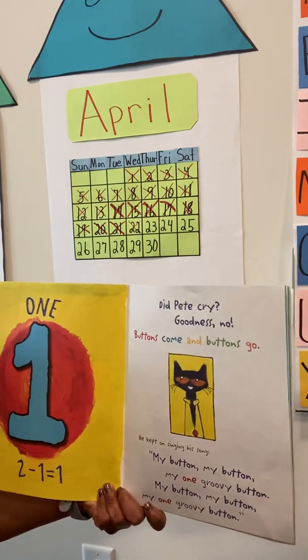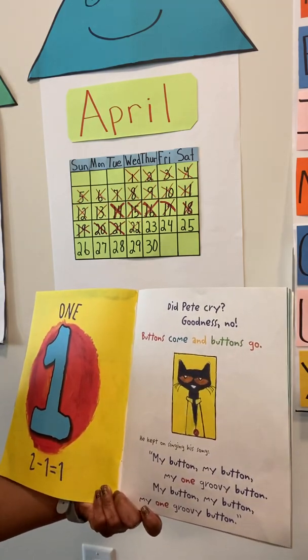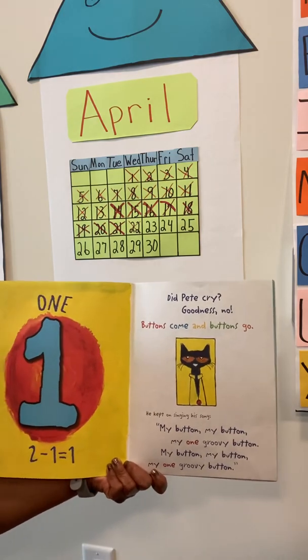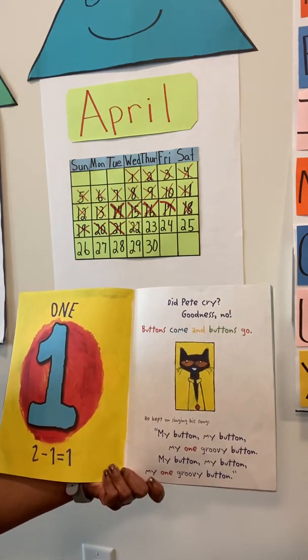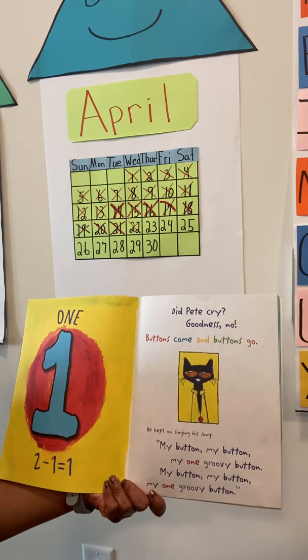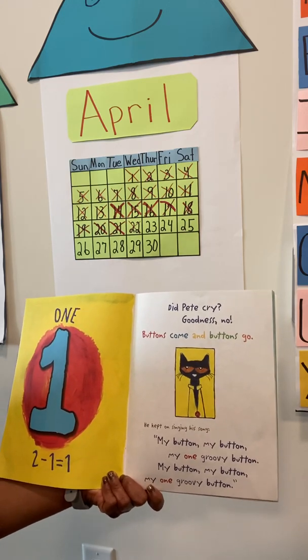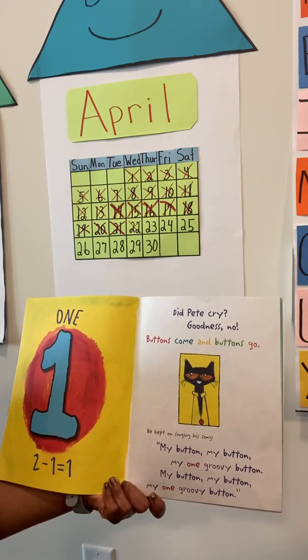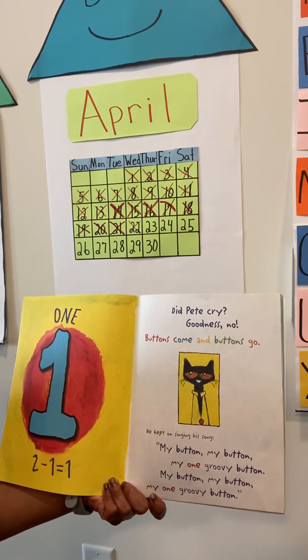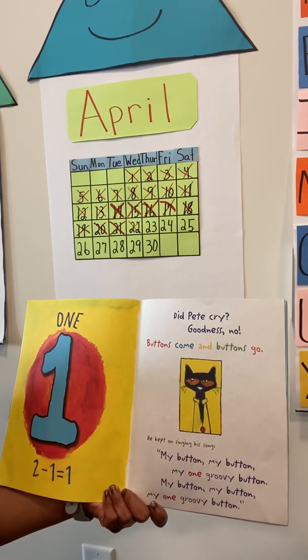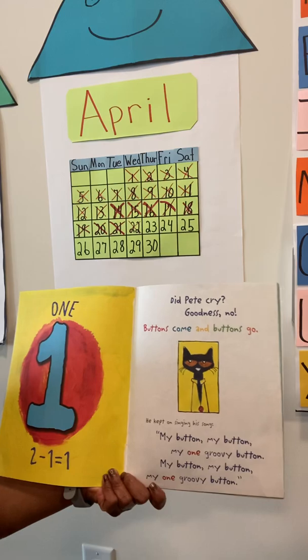Did Pete cry? Goodness, no. Buttons come and buttons go. But he kept on singing his song. My buttons, my one groovy button.